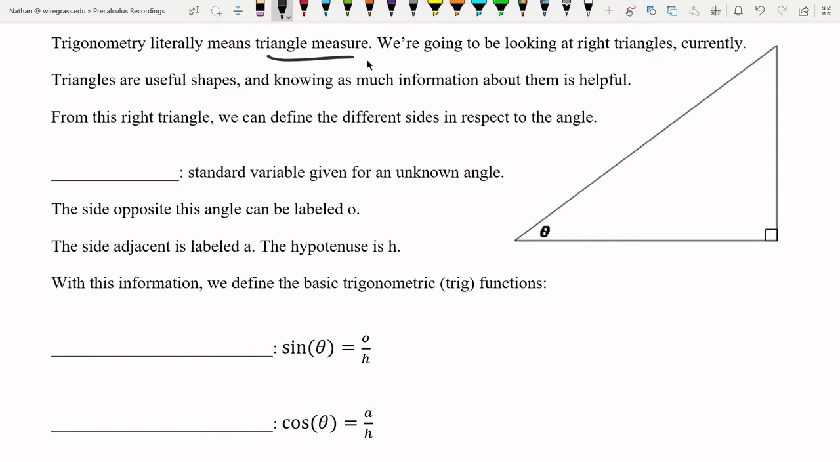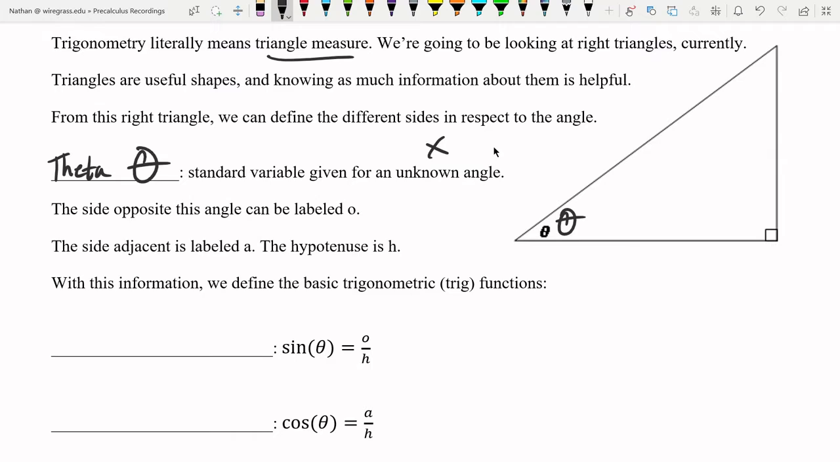For this triangle, for any right triangle really, we can name an angle and name the sides based on that angle. So first off, naming the angle, we typically like using the Greek letter theta, which is an O with a line through it. That's what this symbol is here, even though it's hard to see. This is really the standard variable given for an unknown angle, like how x is given for an unknown variable, some unknown number that you don't know for an equation. Theta is the variable given for an angle measurement.